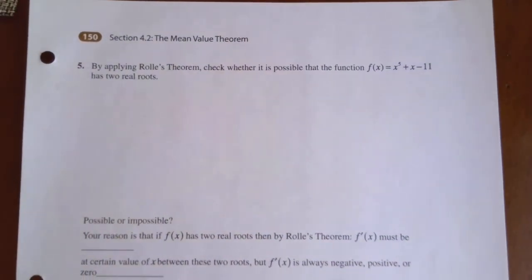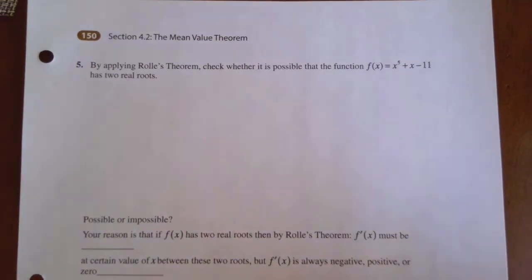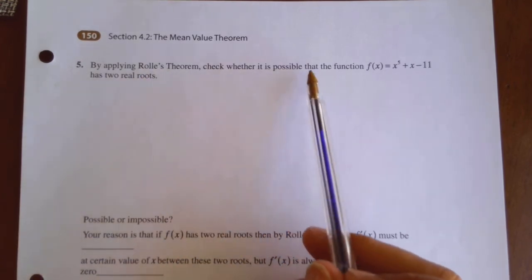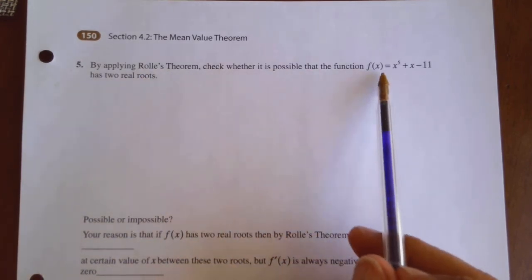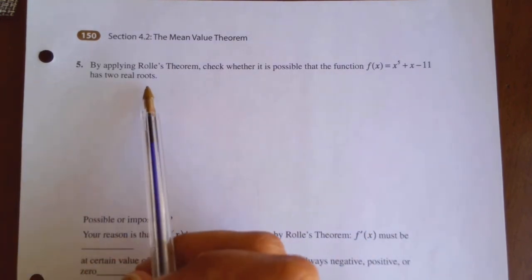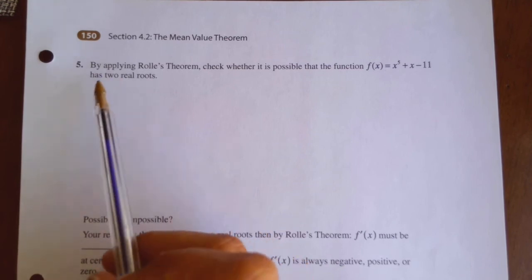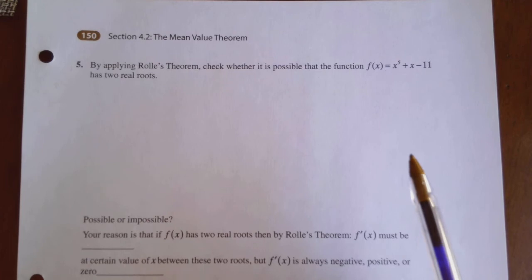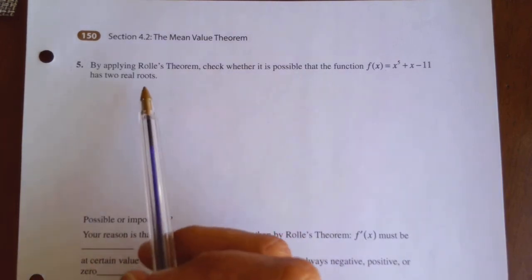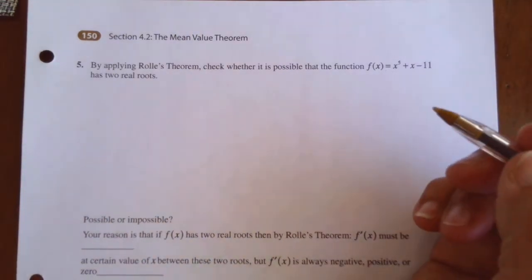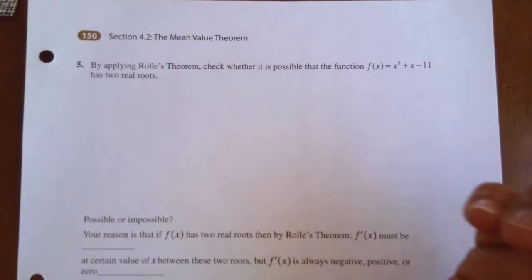This one is kind of a weird problem. I'm pretty sure it's on Webworks, so let's just kind of talk about what this means. This says, by applying Rolle's theorem, check whether it's possible that the function f of x equals x to the 5th plus x minus 11 has 2 real roots. All right, well, for it to have 2 real roots, okay, using Rolle's theorem, remember that means that the endpoints, those roots have to equal the same thing, okay?